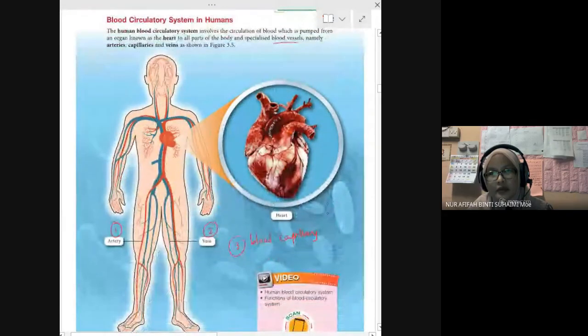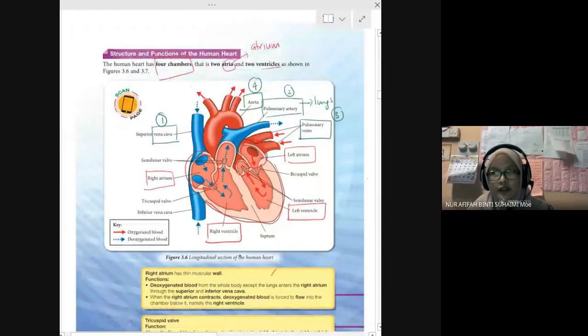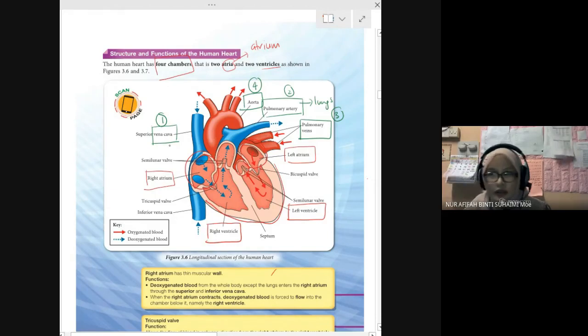And then we learned about the structure of the heart. We have the artery, the heart connected with the artery, then the vein, and also blood capillaries in between artery and vein. The function of the human heart is, of course, to pump blood to the whole of our body, but we have different types of blood vessels. We have 4 blood vessels: vena cava, pulmonary vein, aorta, and pulmonary artery.